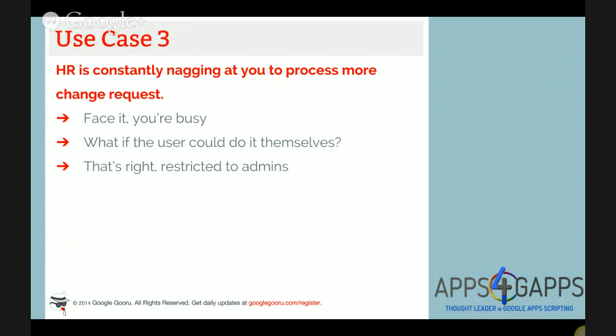So use case 3: HR is nagging you about how much time it takes to process your change requests, right? And every admin gets these, right? Somebody wants to change their name, or they need their company information updated, their phone, they move to a different office and they need that changed, or those kinds of things. And those are stored in the domain. And you have to go in.